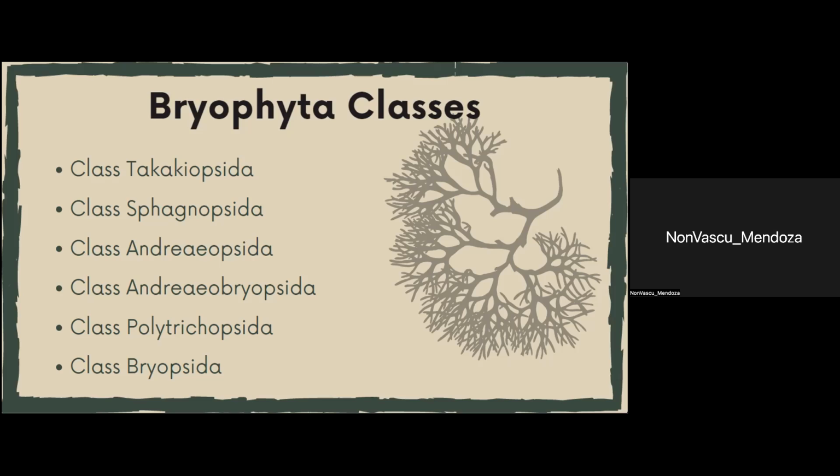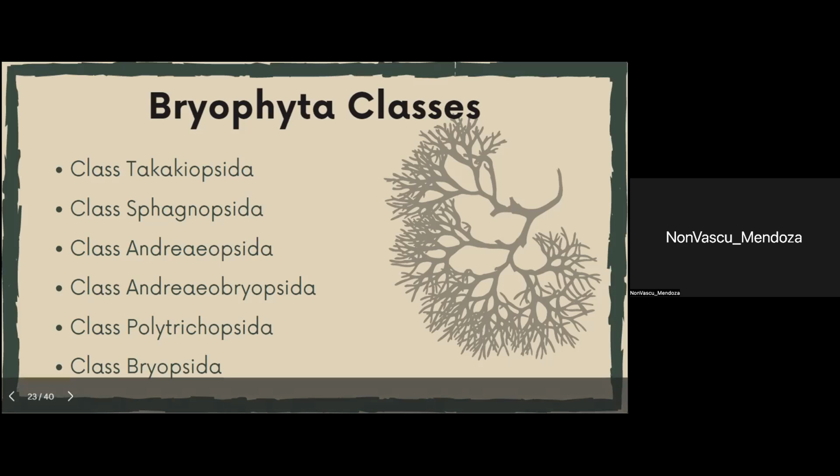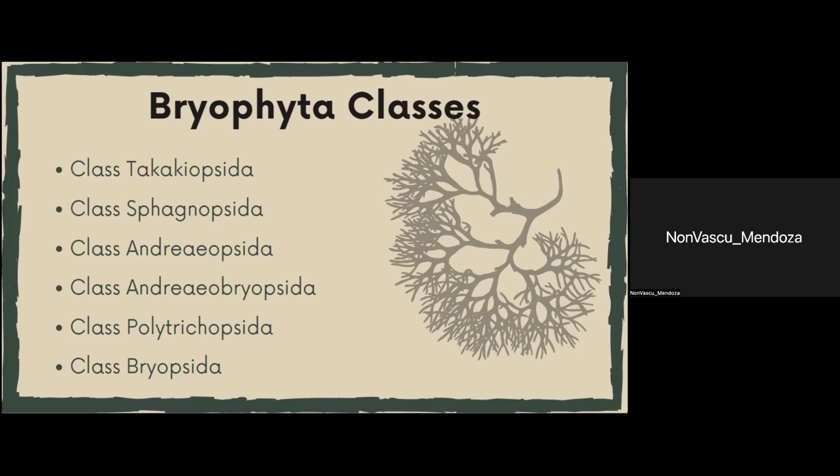Next is the Andreaeopsida, also known as lantern mosses. These are commonly found growing on exposed rock surfaces. Next, the Andreaeobryopsida, also known as lantern mosses, same as the one mentioned above. The only difference is that in this class, the species are dioecious, which means that the male and female reproductive organs are borne on separate gametophytes. They possess a seta wherein the pseudopodium is absent. The pseudopodium's function is locomotion and feeding by protozoans.